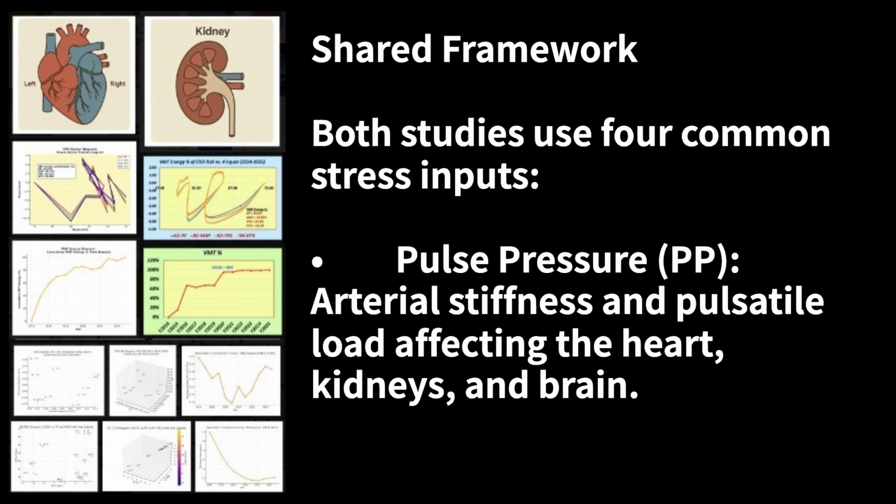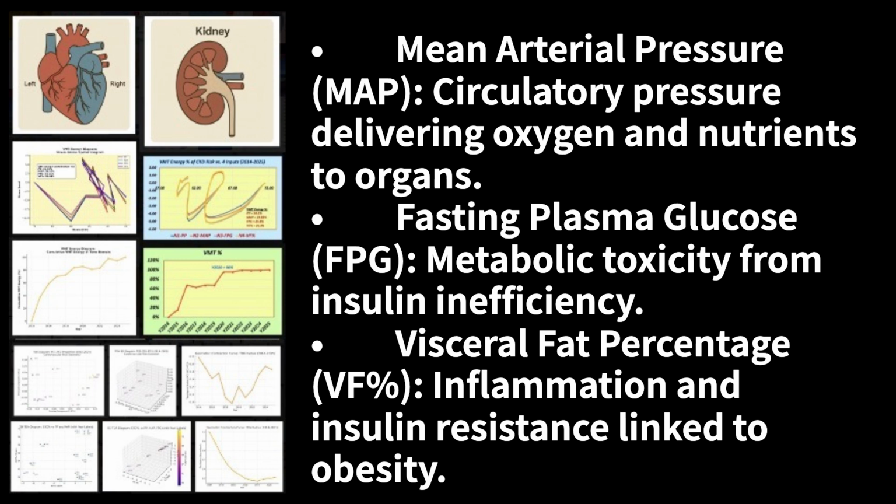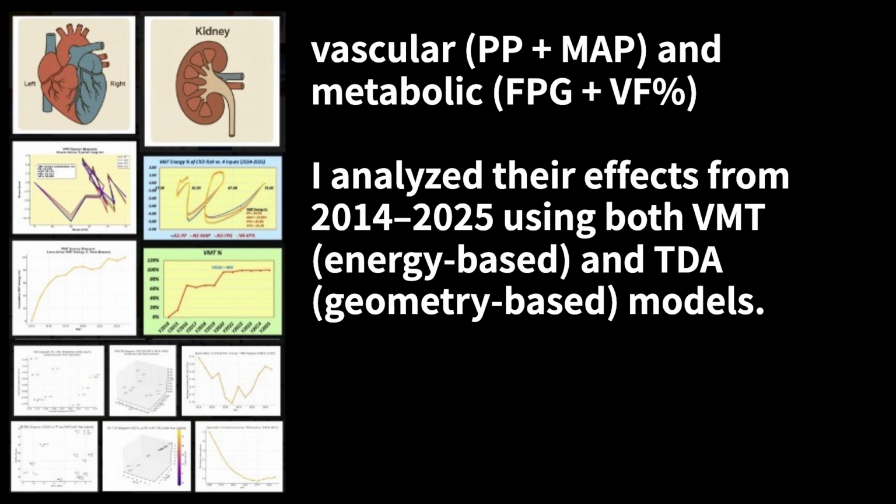Shared framework. Both studies use 4 common stress inputs: pulse pressure, PP, arterial stiffness and pulsatile load, affecting the heart, kidneys, and brain; mean arterial pressure, MAP, circulatory pressure, delivering oxygen and nutrients to organs; fasting plasma glucose, FPG, metabolic toxicity from insulin inefficiency; visceral fat percentage, VF%, inflammation and insulin resistance, linked to obesity. These represent 2 stress domains: vascular, PP plus MAP, and metabolic, FPG plus VF%. I analyzed their effects from 2014 to 2025, using both VMT, energy-based, and TDA, geometry-based, models.